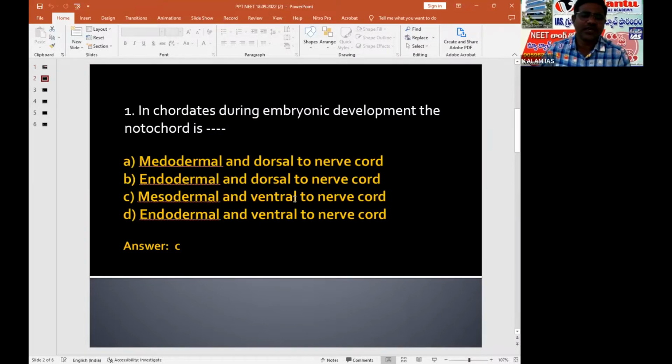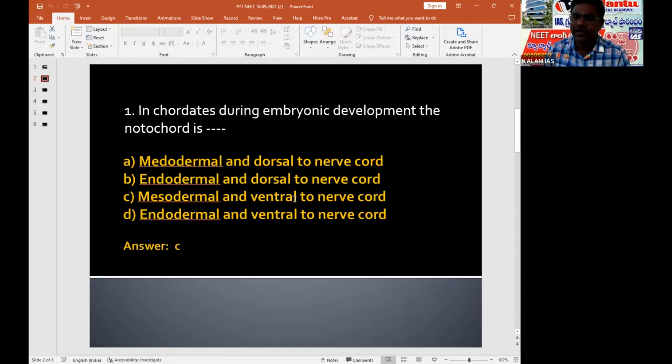So here the first question is: in chordates during embryonic development, the notochord is: mesodermal and dorsal to nerve cord, endodermal and dorsal to nerve cord, mesodermal and ventral to nerve cord, endodermal and ventral to nerve cord. So these are the layers which appear in the embryos. You remember that we have three layers which surround the embryo.